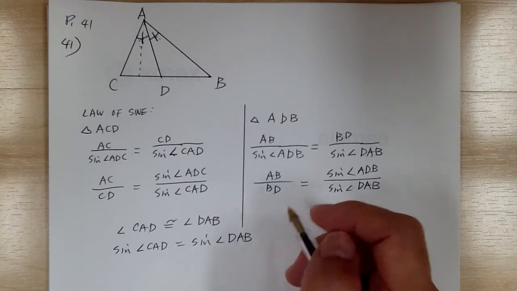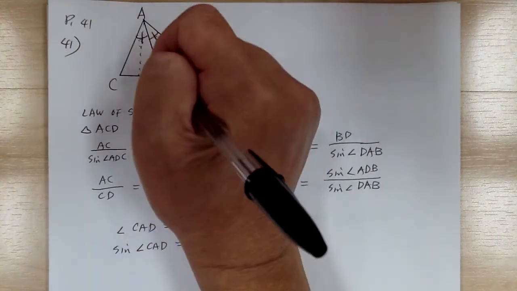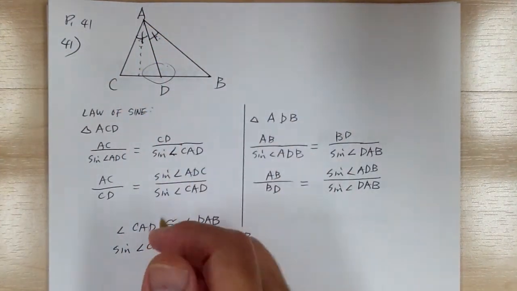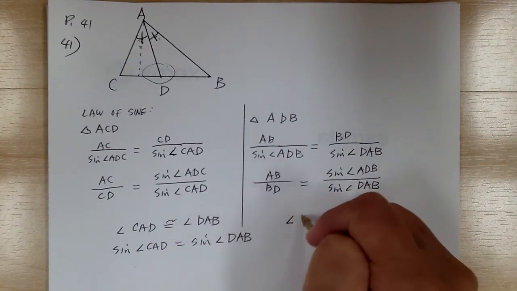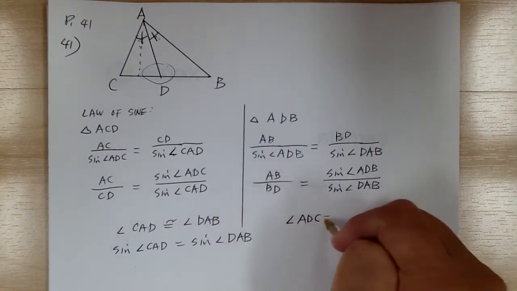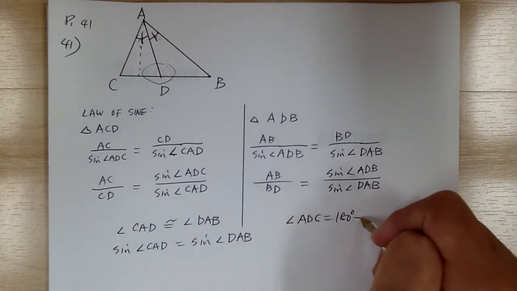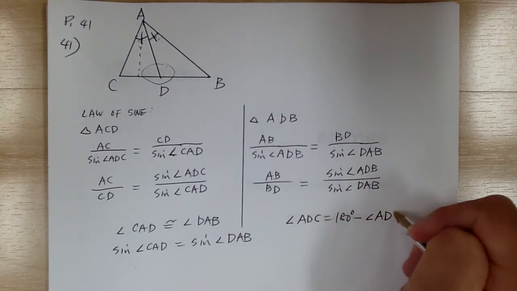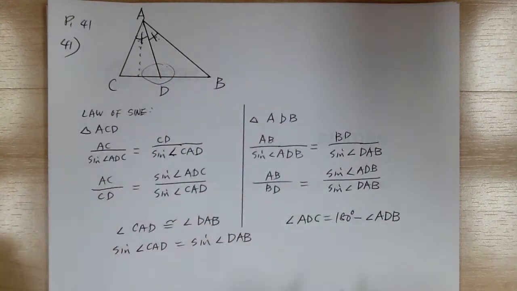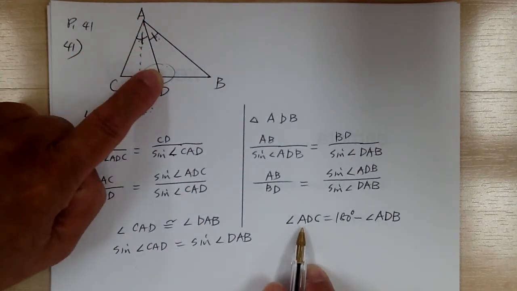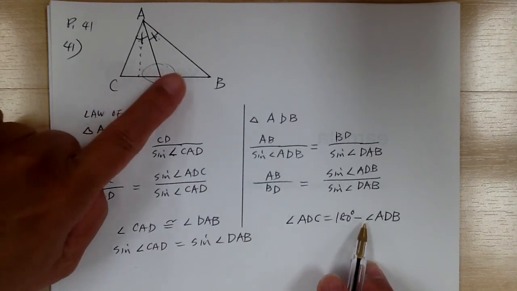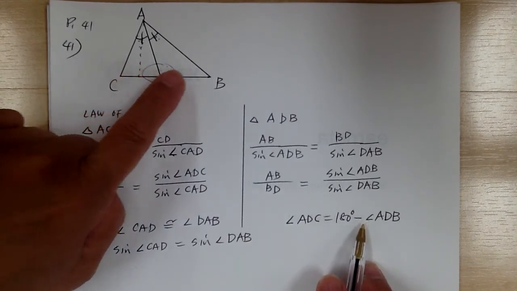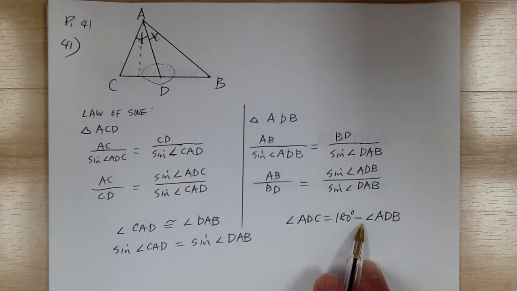And also, if you look at this right over here, angle ADC equal to 180 minus angle ADB. Now look at this angle over here. So angle ADC, so this angle equal to 180 minus ADB, right? So 180 minus that will give you that.